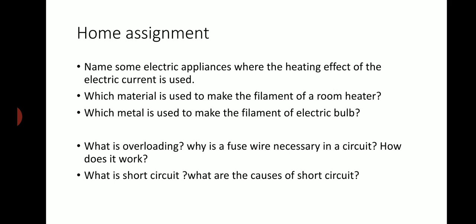There is a home assignment for you, and we have completed the heating effect of electric current. Watch the video, find out the answers to these questions, and in our next video we will discuss the magnetic effect of electric current.